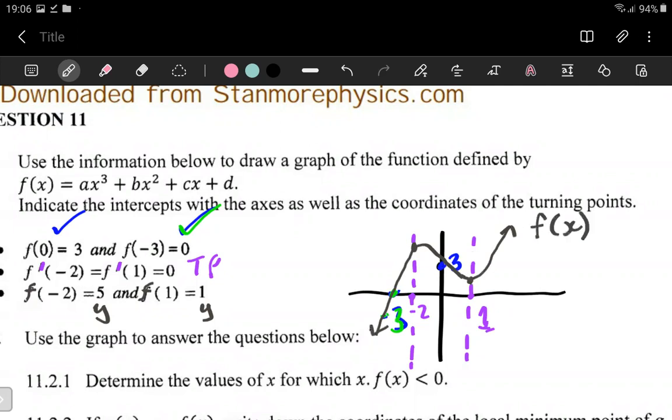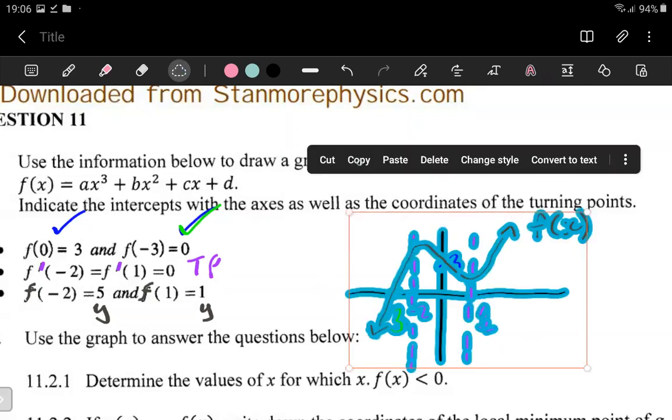We literally just joined our dots: turning point, x-intercept, y-intercept. If this is an x-intercept and this is a y-intercept, the graph has to touch both of them. And knowing the shape of a cubic function, it has to be in a specific way. We cannot just do things randomly. So does this shape make sense? Yes, it does. Makes more sense than what I had on the page. Ooh, okay. Well, I guess let's let bygones be bygones for now.